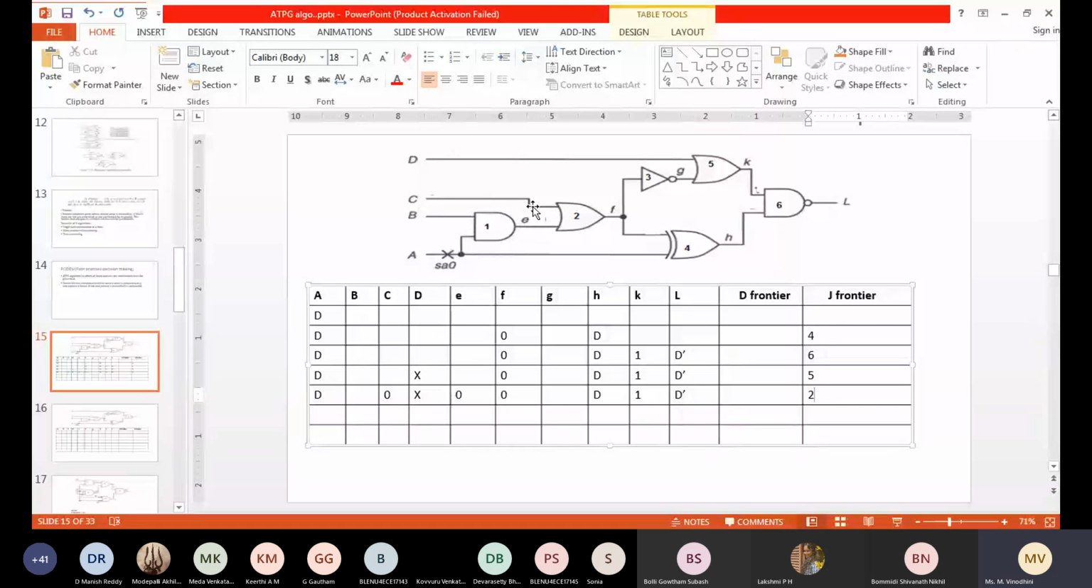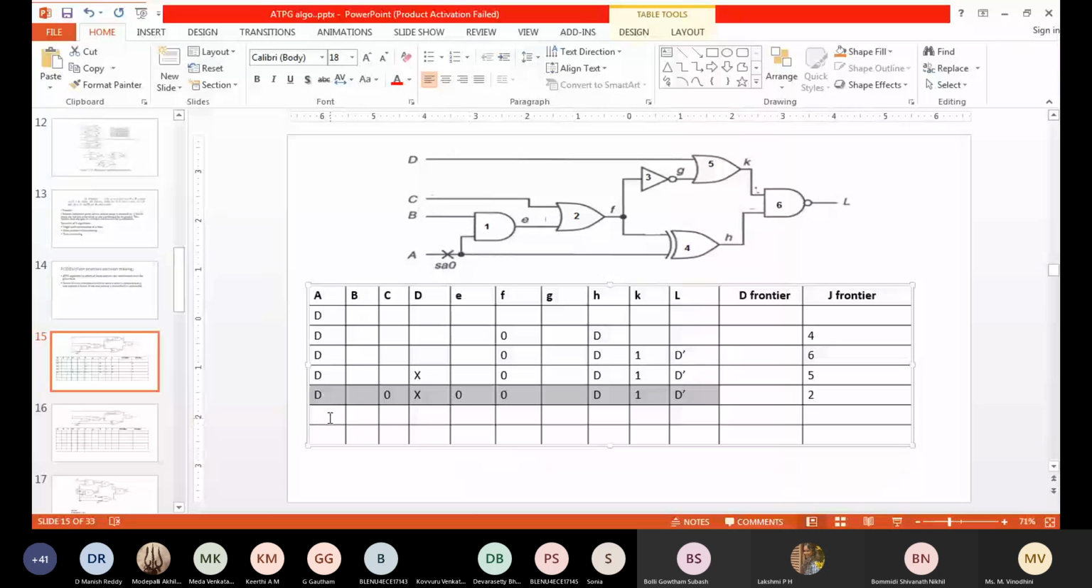Next, E is 0. Can I get E as 0? A is already fixed D. So let me copy this. Now we are here. E is 0. Can I get E as 0? If I set B as 0, I can get E as 0 because A is already fixed to D. I cannot change it. So B as 0.